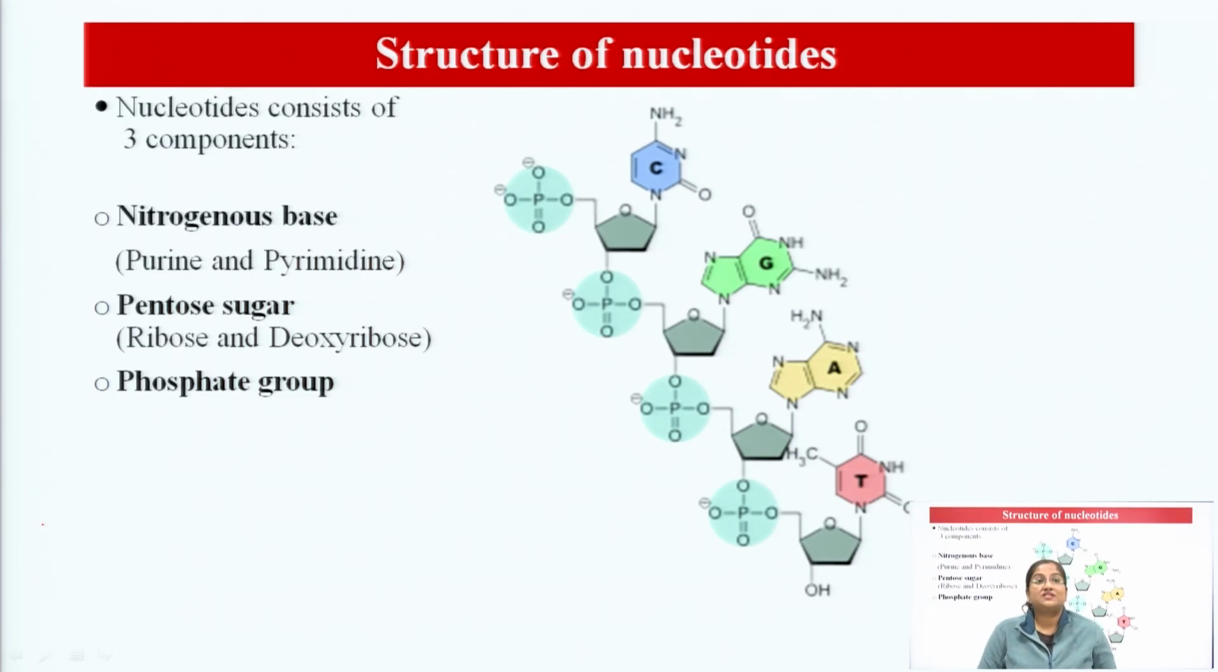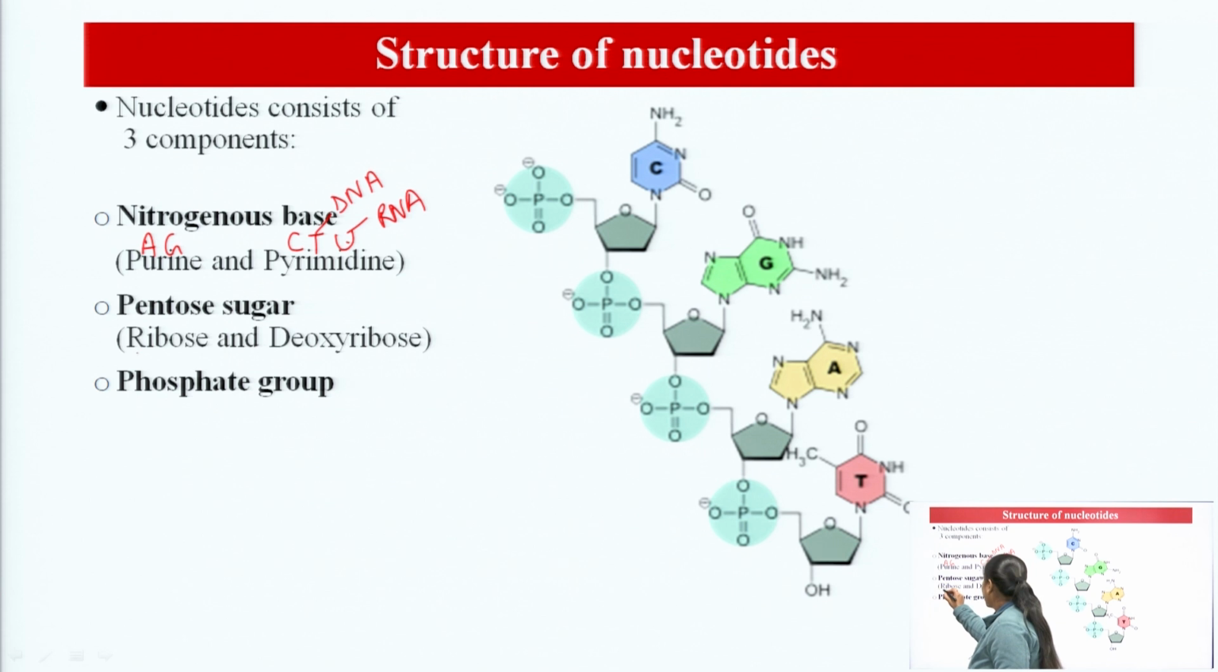Then, if we see the structure of nucleotides, there are three things present in a nucleotide. There is a nitrogenous base, which can be a purine or a pyrimidine. There is a pentose sugar, ribose in the case of RNA and deoxyribose in the case of DNA, and a phosphate group. In purines we have adenine and guanine, and in pyrimidines we have cytosine, thymine and uracil. Thymine is exclusively with DNA and uracil exclusively with RNA, which should be noted down.